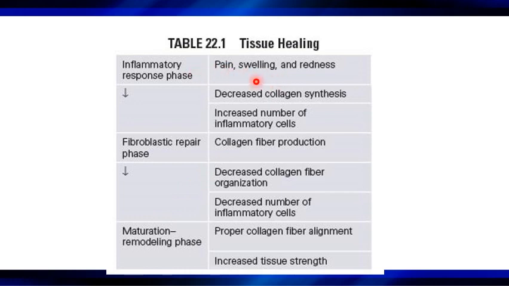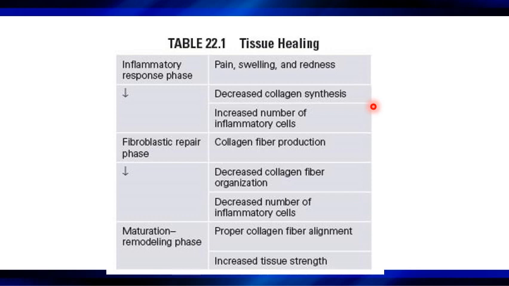And it's kind of nice. This lines up what goes on, and we'll go a little bit deeper into this further into the discussion. But in the inflammatory phase, you have your classic inflammatory signs and symptoms. That's where you have your pain, swelling, redness. There's decreased collagen synthesis. Collagen is basically the protein that makes up most of the connective tissue or gives connective tissue its strength. Obviously, if there's damage to that tissue, there's decreased collagen synthesis.